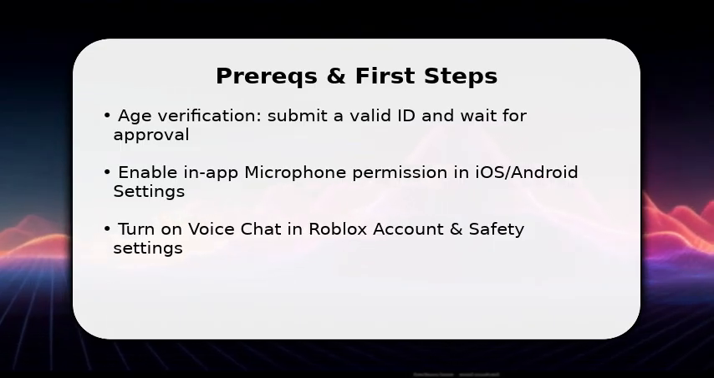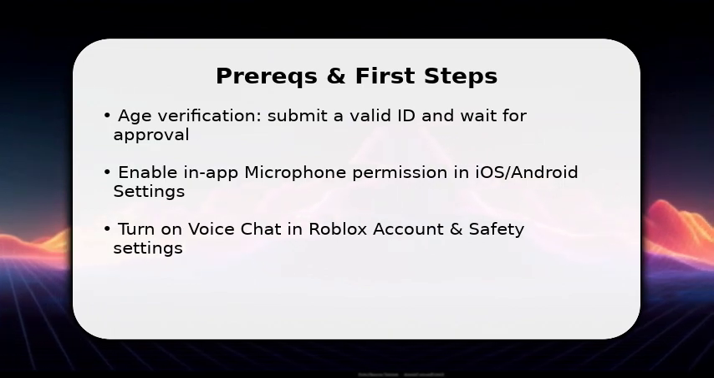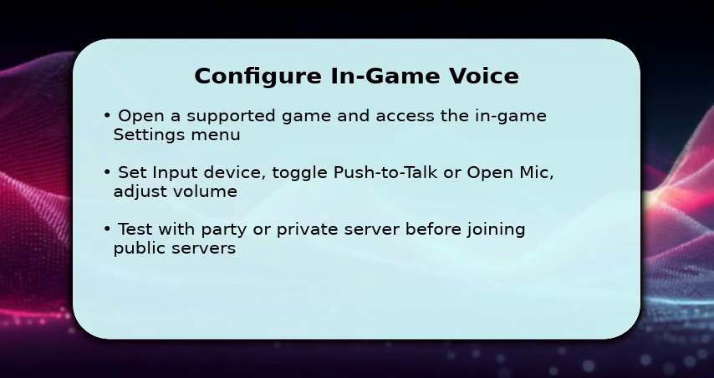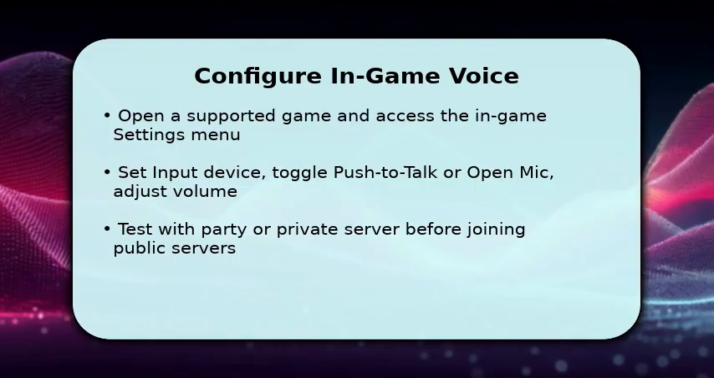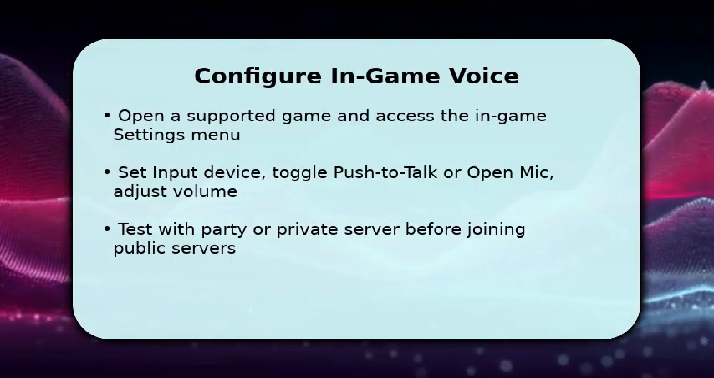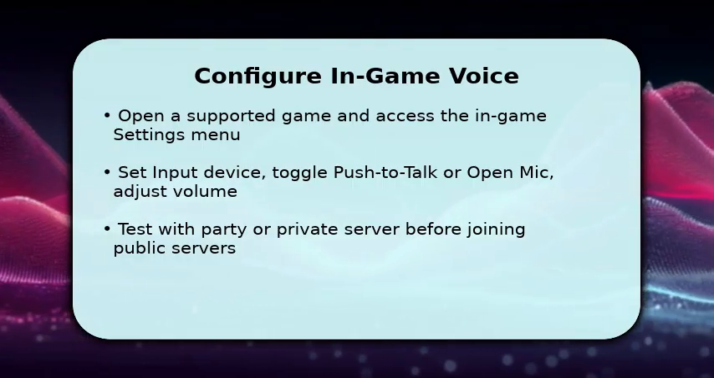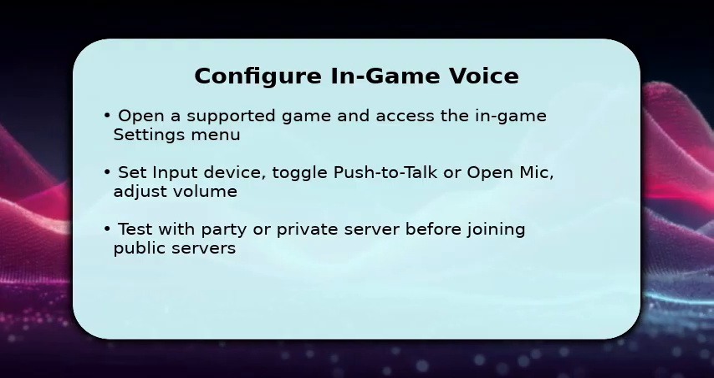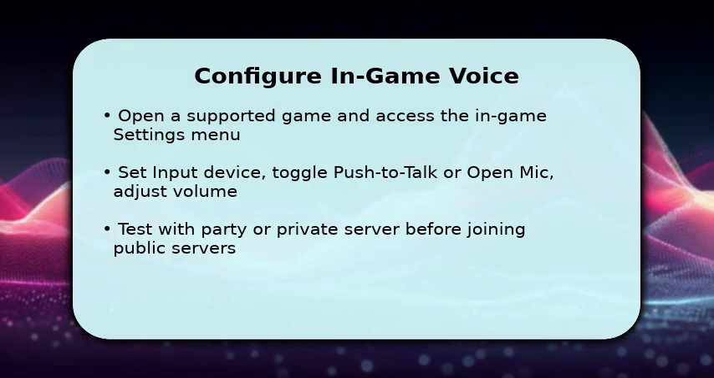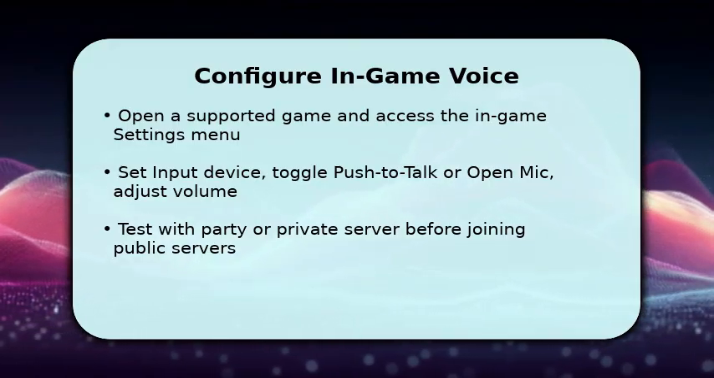Now that basic access is granted, open a supported game to begin the activation test and prepare the next configuration steps. You'll now configure in-game voice settings for clarity and control. In the game, open Settings Audio/Voice. Select your phone's mic as the input and choose either Open Mic for continuous audio or Push-to-Talk to avoid background noise. Adjust microphone volume and output volume so others hear you clearly.